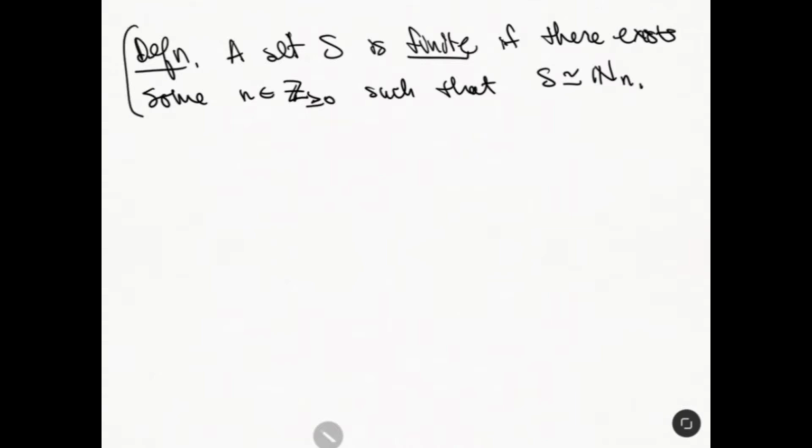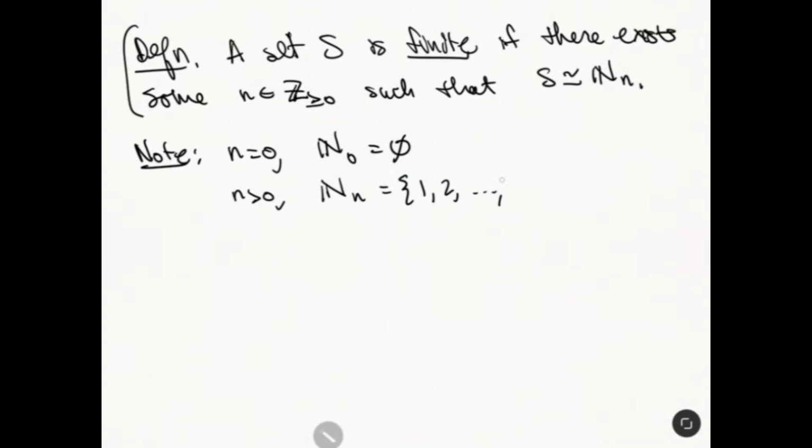Okay. So let me make a remark on the notation. For n equal to 0, we're going to use N_0 to be the empty set here. Also, for n greater than 0, N_n is just the set 1, 2, all the way up to n. All right. So we're using this notation again.